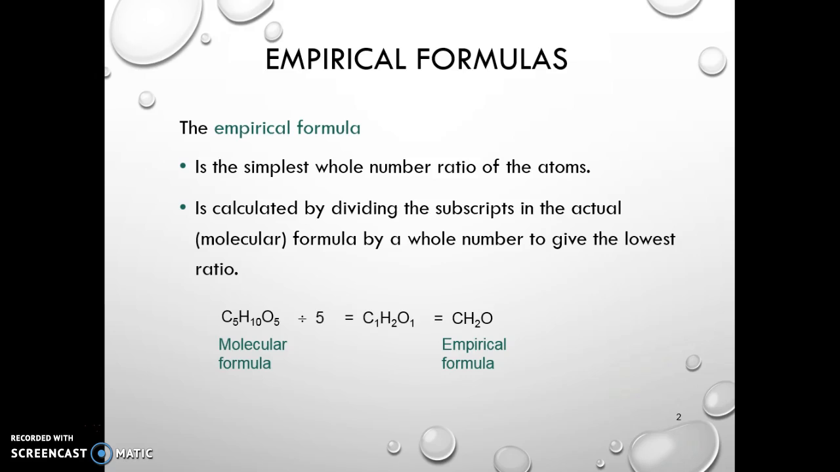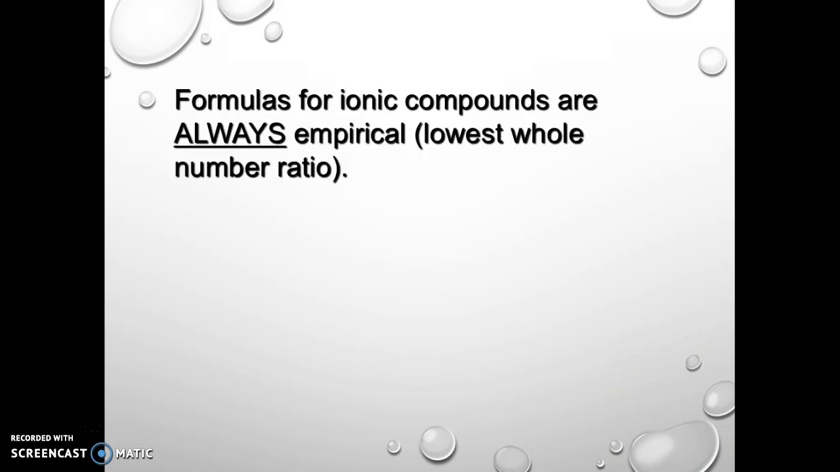Now, this situation that we're talking about applies only to covalent bonds. Covalent bonds are the only ones that can have multiple ratios of atoms of the same kind. So what about ionic compounds? Ionic compounds are always empirical. They are always lowest whole number ratios. So when we talk about an ionic bond, it's always an empirical formula. Examples of this: NaCl, one Na and one Cl. You'll never see it any other way.